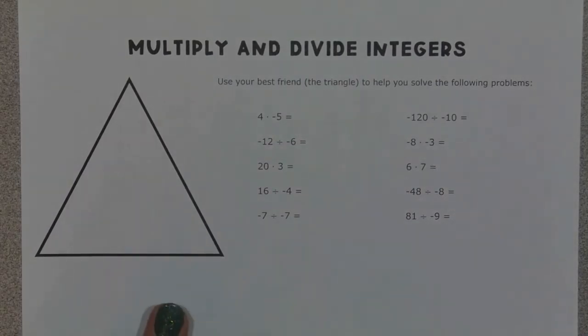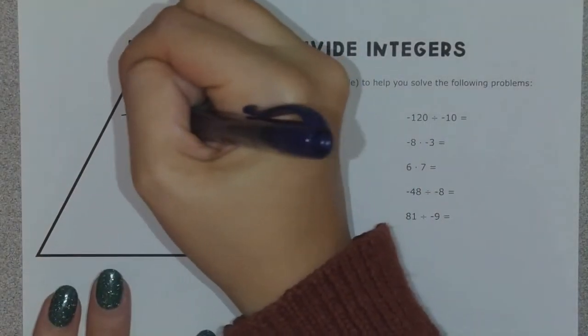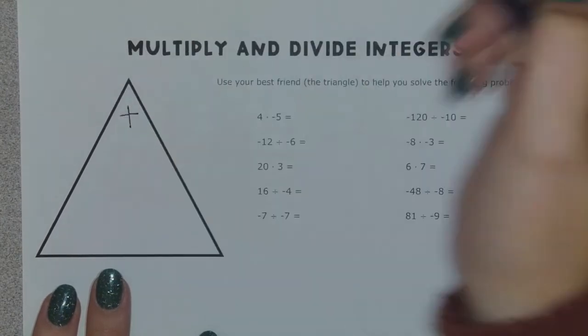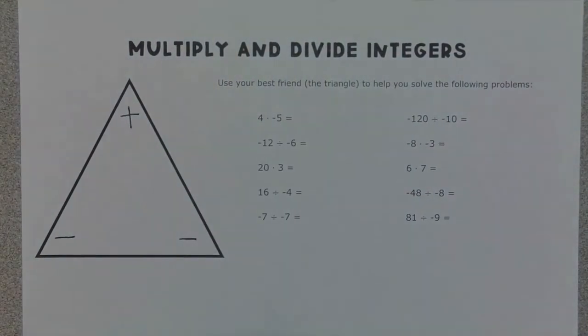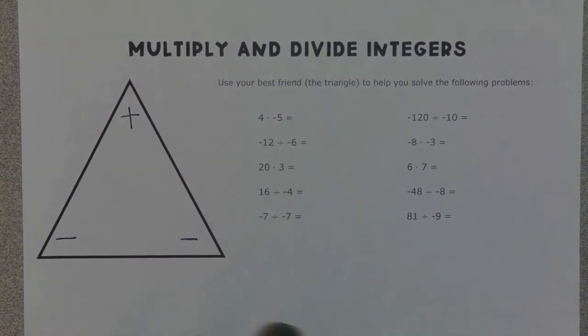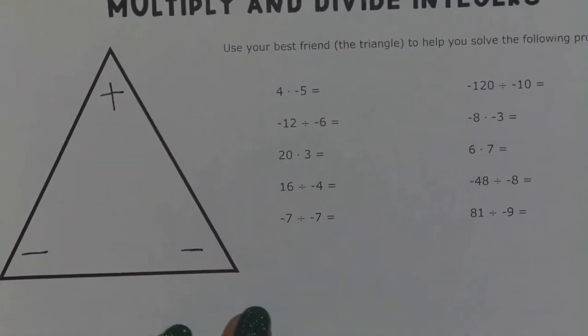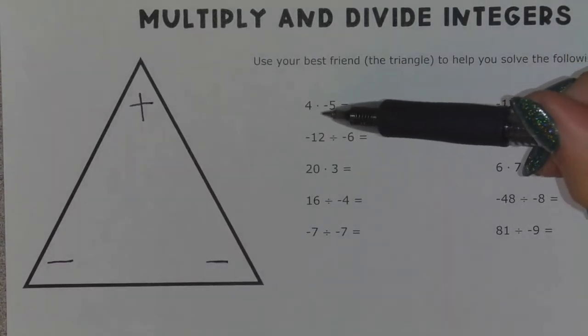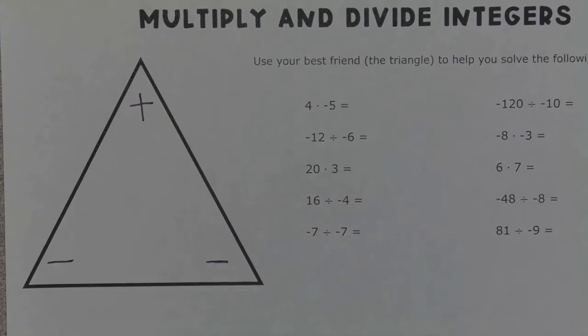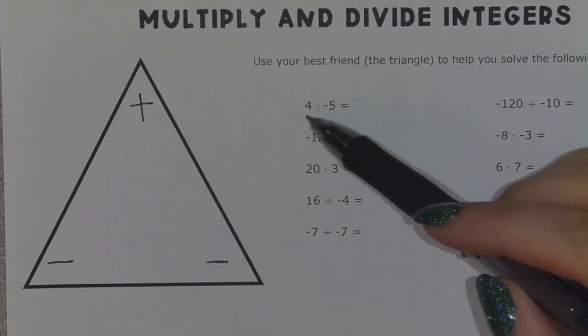And here's how we set up our triangle. You're going to put a positive sign at the top of your triangle and a negative sign in both bottom corners of your triangle. I'm going to zoom in just a little bit. It's hard to read. Okay, so here's how we use this. When you are given a problem that is either multiplication or division, I'm going to do our first one here, 4 times -5. You are going to cover up the signs that you have in this problem.